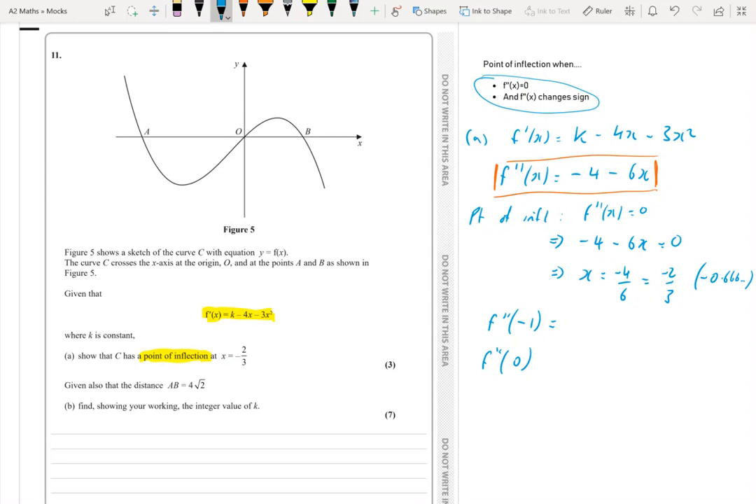So when x is minus 1, we substitute that in, we get minus 4 plus 6, which is 2. But when x is 0, we get minus 4 minus 0, which is negative 4. So it was positive on one side and negative on the other. So we do have this change in sign. That means the graph has changed from the convex shape to the concave shape that you can see in the diagram. So now we have done everything to justify the statement that therefore C has a point of inflection at x equals minus 2/3.